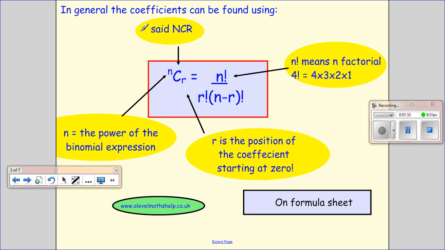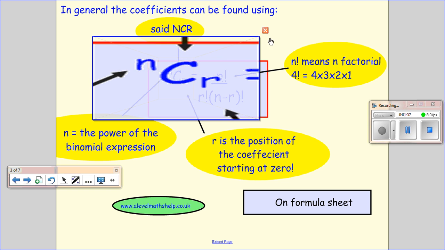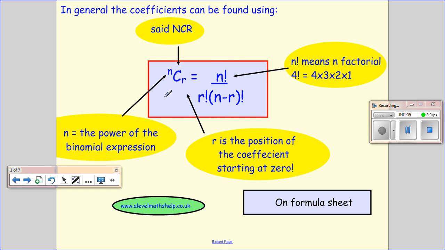Okay, so the key thing to getting this right is knowing which is n and which is r. If you look at the formula, you'll see that the n is there every time, so that's the power, and the r is the position of the coefficient in the expansion. So always starting from 0, the first one comes from 0, but then you count through 0, 1, 2, 3, and then, okay, I want the third coefficient.